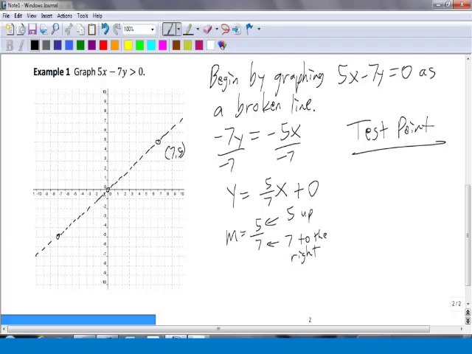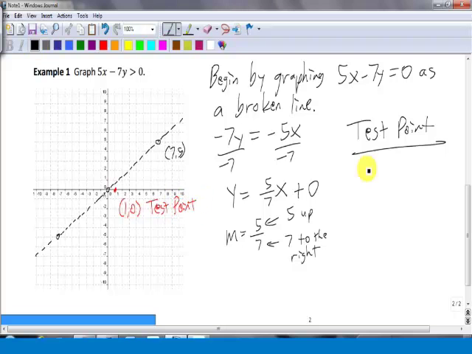Anything above and to the left of the line or below and to the right of the line is good. What would you like to use as a test point? 1, 1. I heard 1, 0, 1, 1. I'm not sure if I heard 1, 1 or not. To me, that is above the line, but it's kind of close. 1, 0 might be a simple one to use. So let's go with 1, 0 for a test point.